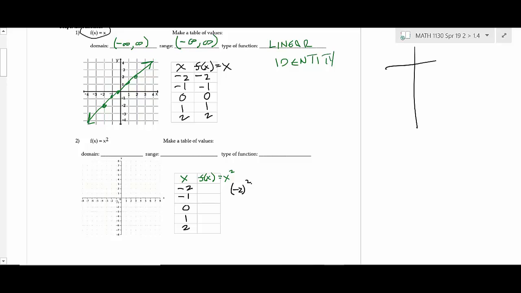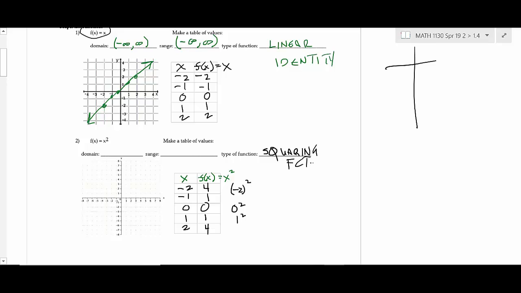So if you take -2 squared, you get, of course, a positive. And then the rest of them you can just do in your head. If you do -1 squared, that's 1. 0 squared is 0, and so forth. You're going to be able to do most of these things in your head. So that's what we call a squaring function generally. That's quadratic, but we're just going to call the elementary function a squaring function.